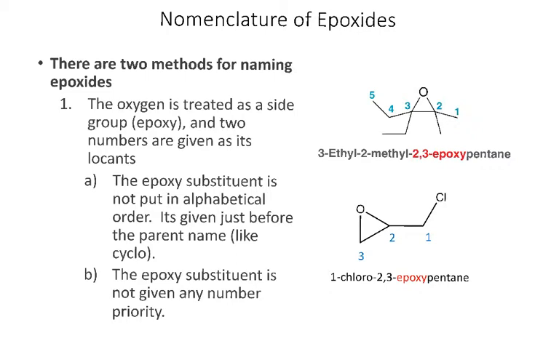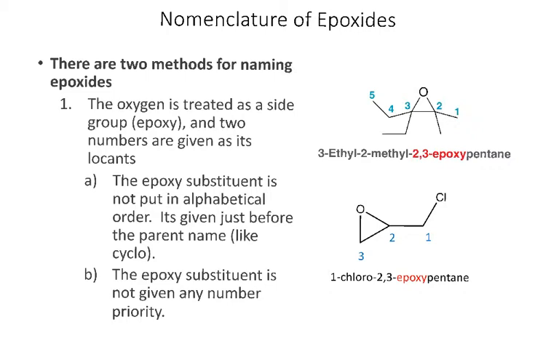Now, one difference between epoxies and other substituents is we don't put it in alphabetical order. It always comes right before the parent name, like we do with the cyclo prefix. Now, unlike alcohols, the epoxy substituent does not get any special priority in the numbering. And so it gets treated just like chloros or methyls or ethyls in determining the numbering. It doesn't get any special priority.